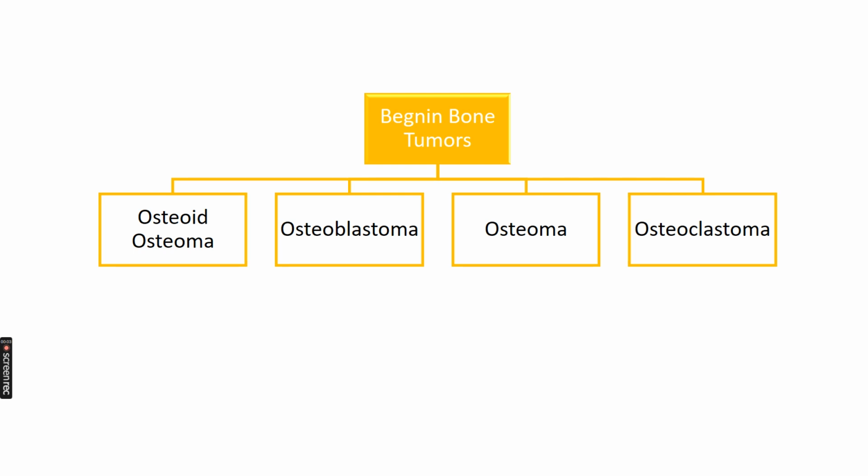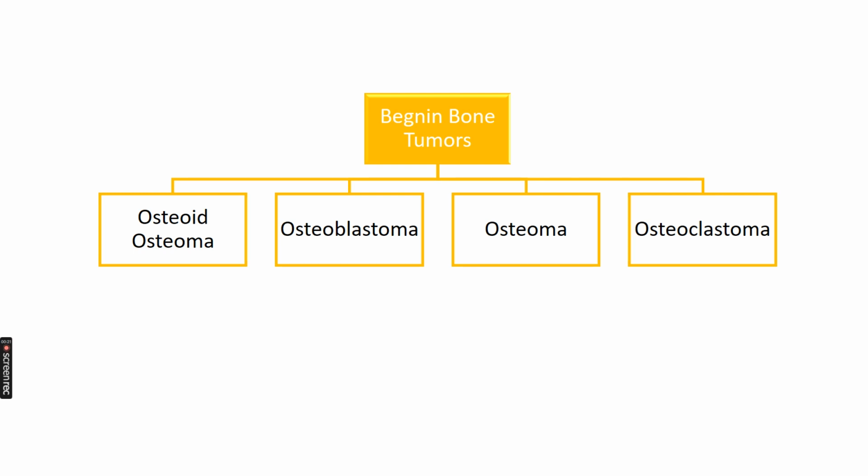It's Donnie, and today I'm talking about benign bone tumors. So we have here four main examples: osteoid osteoma, osteoblastoma, osteoma, and osteoclastoma. So first, let's start with osteoid osteoma. Osteoid osteoma starts with double O.